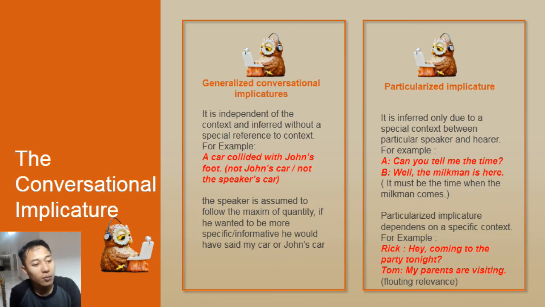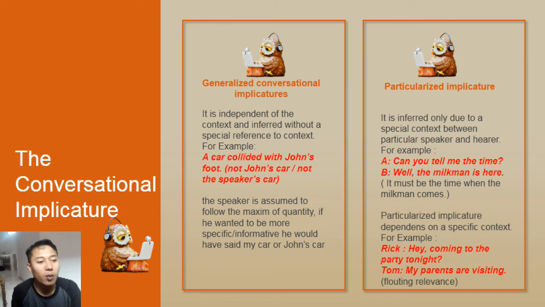Next is generalized conversational implicature. It is inferred without special reference to context. For example, a car collided with John's foot, not John's car or the speaker's car. The speaker is assumed to follow the maxim of quantity. If he wanted to be more specific or informative, he would have said my car or John's car.